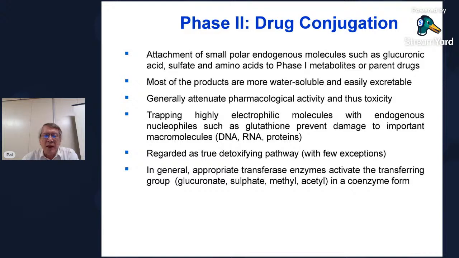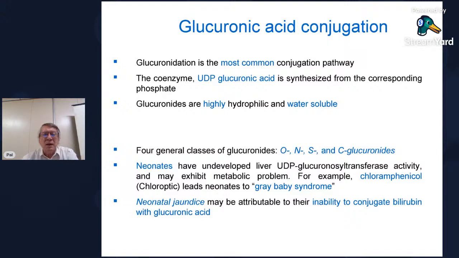In general, appropriate transferase enzymes activate the transferred group, the glucuronic acid, the sulfate, the methyl group, and the acetyl group in a coenzyme form. Let's start with the glucuronic acid conjugation, which is the most common conjugation pathway. The coenzyme, uridine diphosphate glucuronic acid, is synthesized from the corresponding phosphate, and the glucuronides are hydrophilic and water-soluble derivatives of the parent compounds. Glucuronic acid can be linked to oxygen, nitrogen, sulfur, and carbon atoms. Based on this, we can distinguish O, N, S, or C glucuronides.